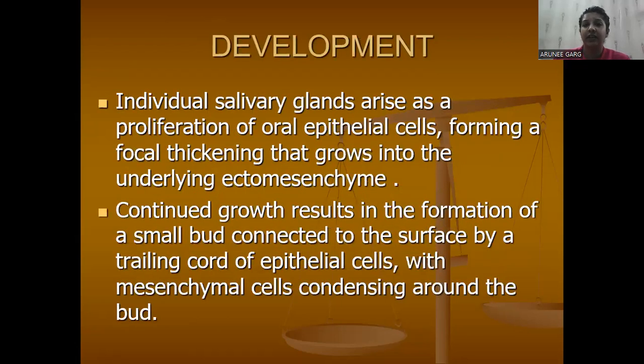Development of the salivary glands. Individual salivary glands arise as a proliferation of the oral epithelium, forming a focal thickening that grows into the underlying ectomesenchyme.